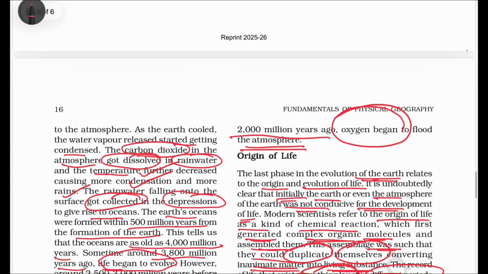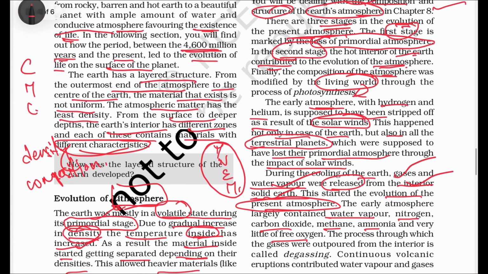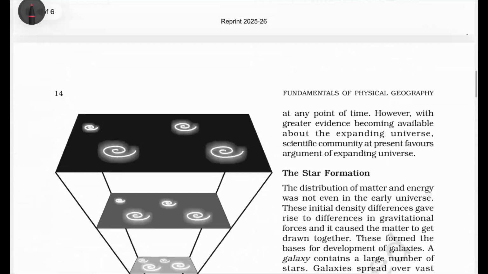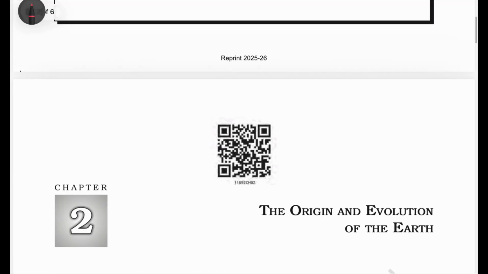So this is regarding the first chapter: how the evolution of Earth happened, the origin of stars, and various theories regarding the formation of the universe and the stars. So this is regarding the first chapter. In the next video I will start with the third chapter.